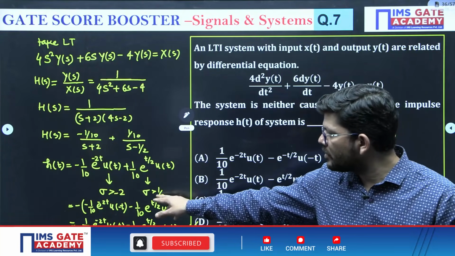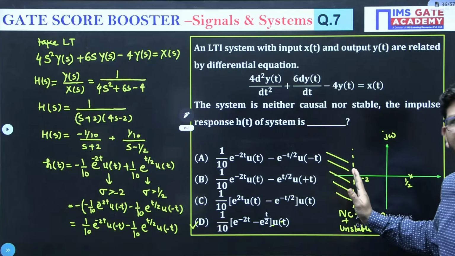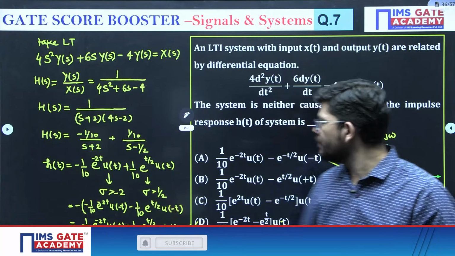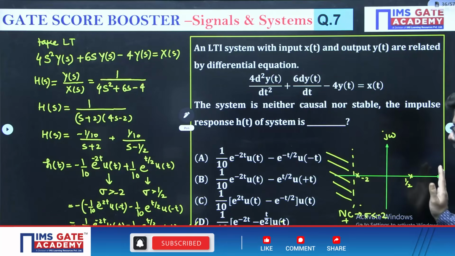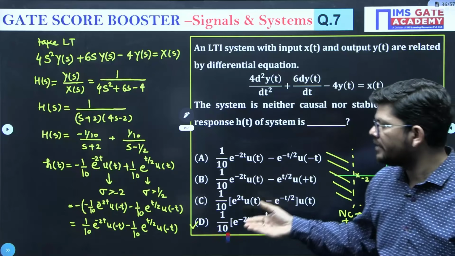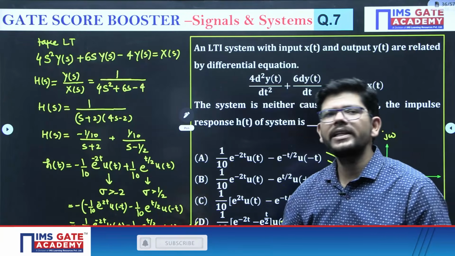So right now the ROCs are for a completely right-sided system. We have to find greater than minus 2, greater than 1 by 2. So greater than minus 2 or greater than 1 by 2. So I'll choose greater than 1 by 2. A completely right-sided system is given, but we have to write it for a completely left-sided system.